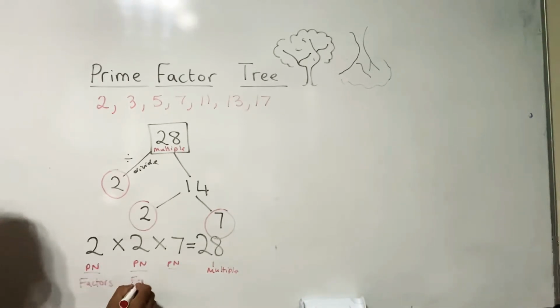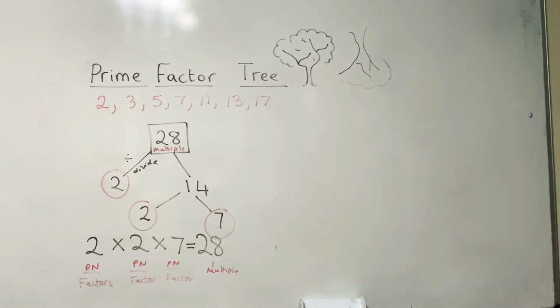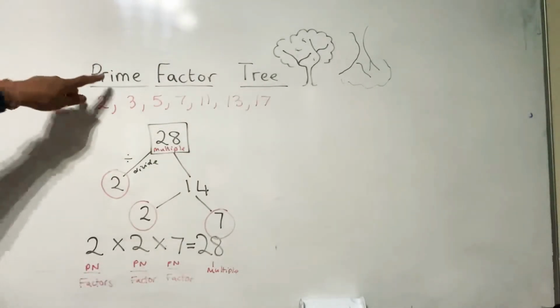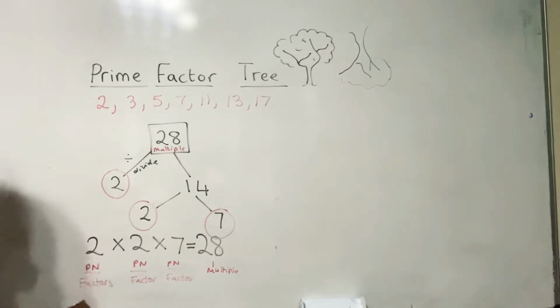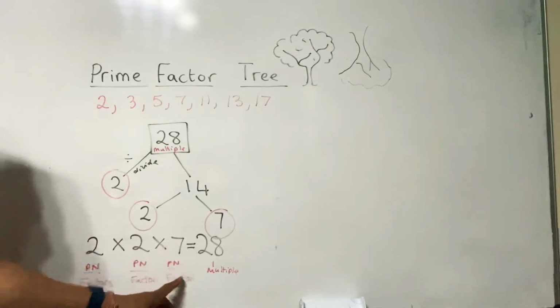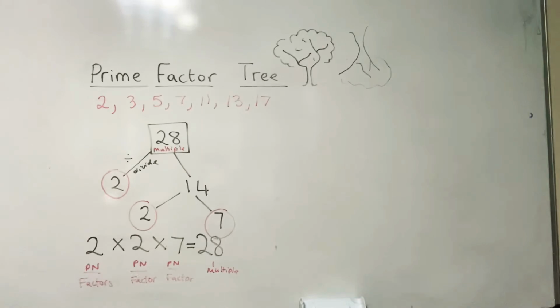Hence why we call this a prime factor tree. Not a prime number tree, it's a prime factor tree, because these are the factors that when multiplied will give me a multiple. Okay? Now you try. Well, in fact, let's do one more together.